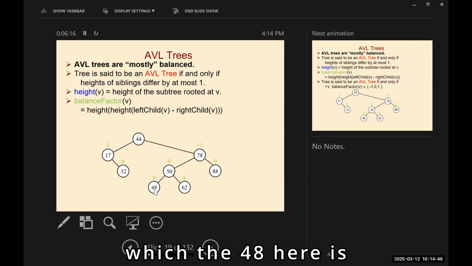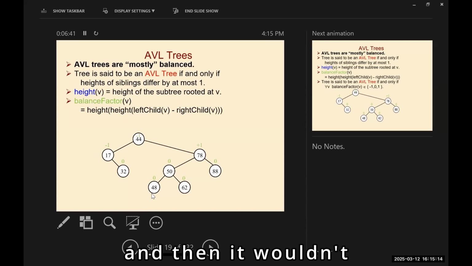Which the 48 here? It's a 0. Then 44 would have minus 2, and that is not possible. Yeah, if you inserted things, then it wouldn't be balanced, so then you have to rebalance it.